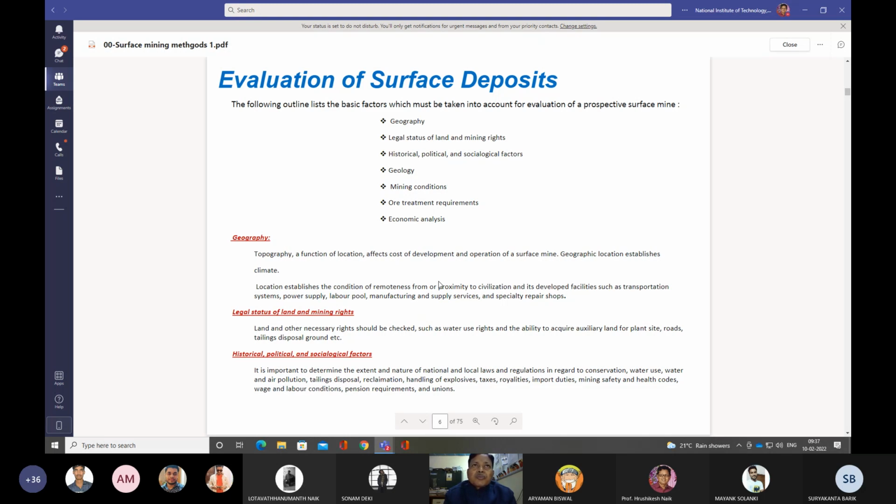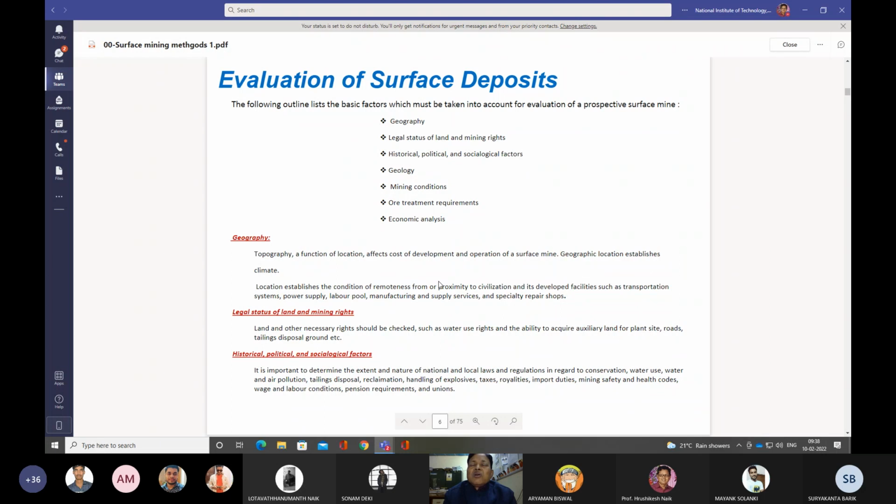Then the third one is historical, political, and sociological factors. Once upon a time, in the Vedanta bauxite mining, they wanted to start mining activities in Gandhamardan Hills. Gandhamardan Hill is in Odisha, in Balangir district, Titlagarh area. That is a historical place. Some monuments are there, some temples are there. So it is very difficult to get the land for the mining purpose.